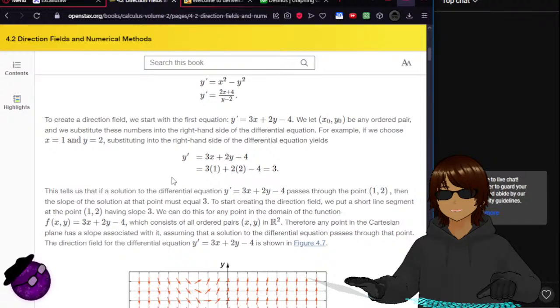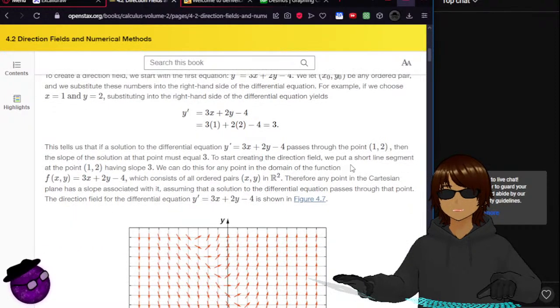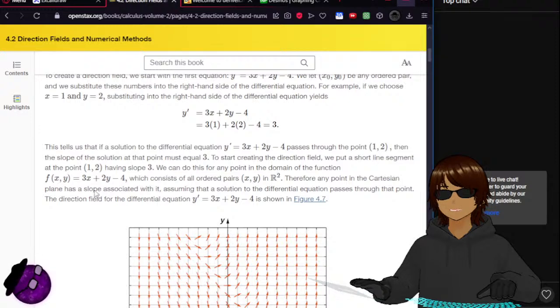To start creating the direction field, we put a short line segment at the point 1, 2 having slope 3.